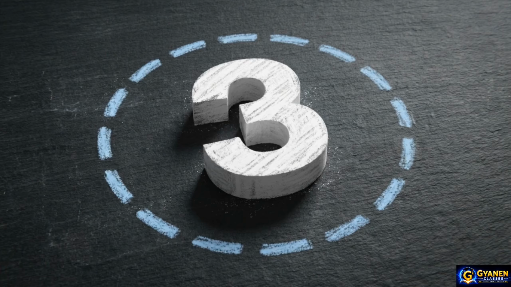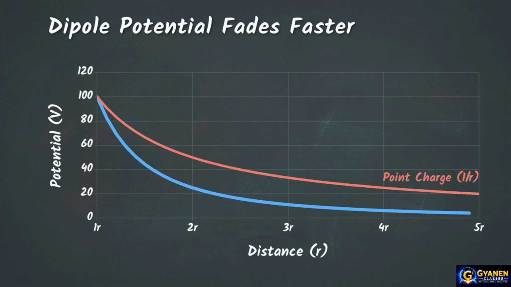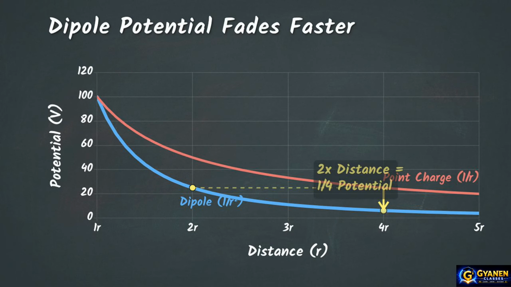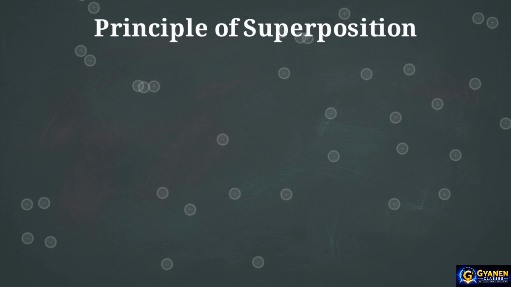If you double your distance from a dipole, what happens to the net potential? Take 3 seconds. Because of the r squared denominator, the potential drops to exactly 1/4. A dipole's influence fades incredibly fast because those two opposite charges are constantly working to cancel each other out over long distances. We can scale this logic up to systems with dozens or hundreds of charges.